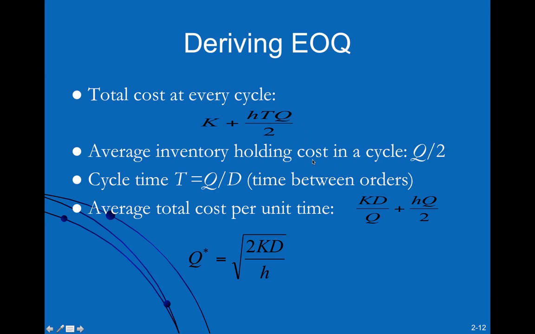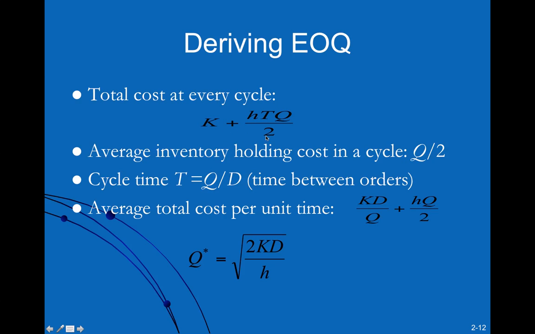Now let's compute the number of cycles that we will have. What is the cycle time? The cycle time is Q over D, which means that if I place an order for, say, 1,000 units, but I use 100 units a day, then it will last me 10 days. 10 days is my cycle time. I could express that in years, months, or weeks, depending on what unit I decide to work with. So if we multiply each of these terms by Q over D, this is what we will get. This is the cost every cycle.